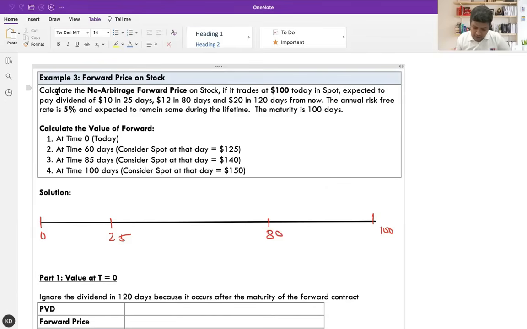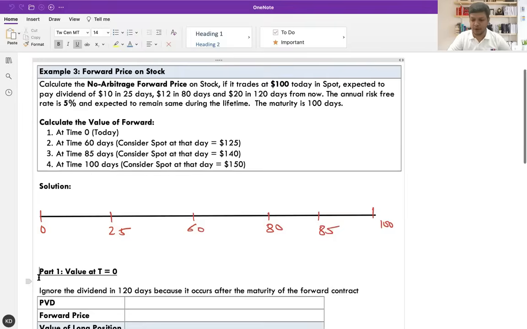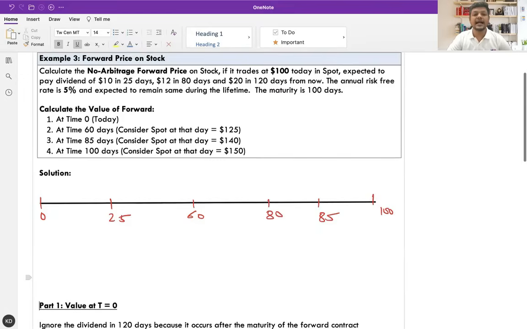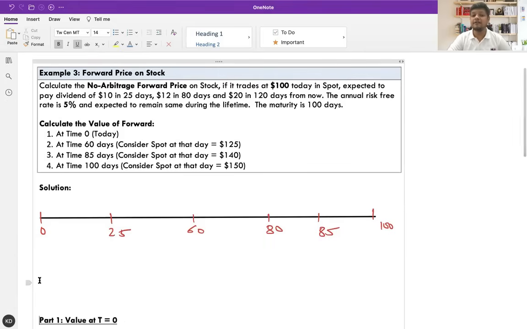They have asked me for value of the forward today, at t equals 60, which should be somewhere here, then at 85, and then on the 100th day. Basically, all the doubts that you have about the futures or with regards to the valuation or price, everything will be handled at this point. Now, what I am going to do is keep on writing the information which is given to me. So what is the information that I have here?